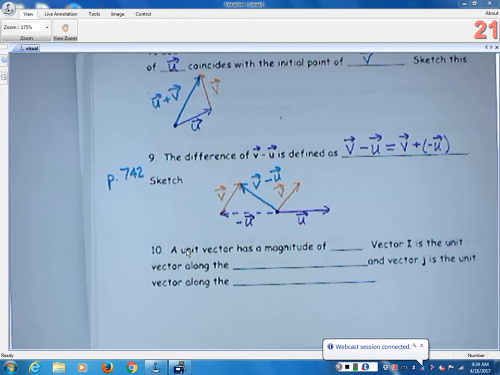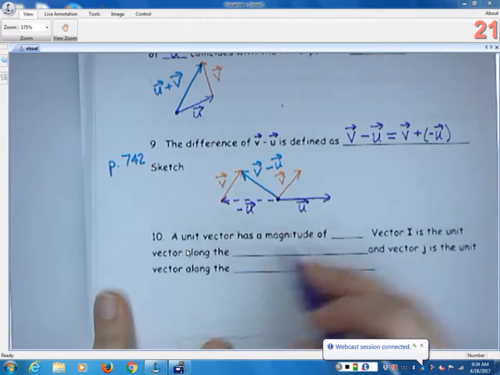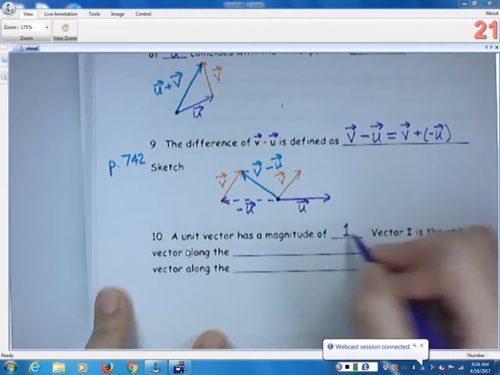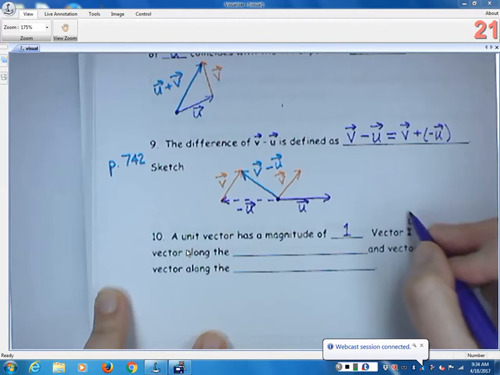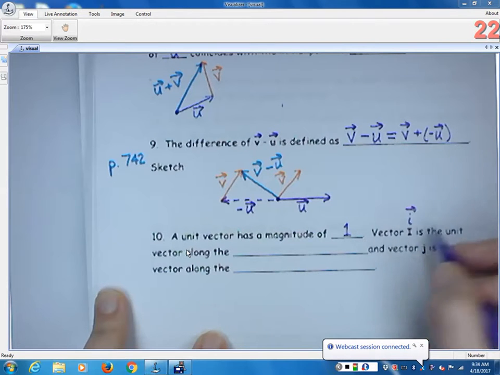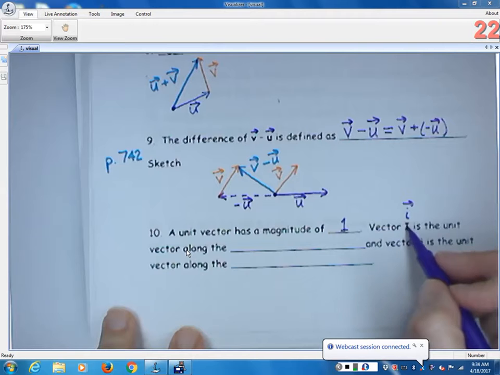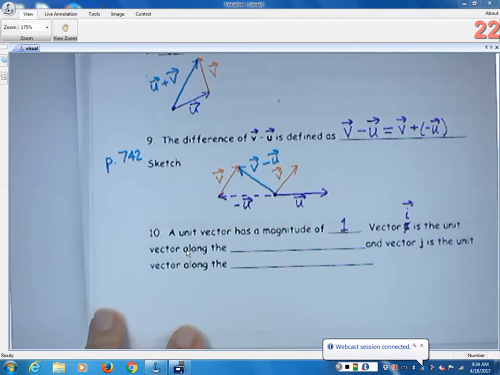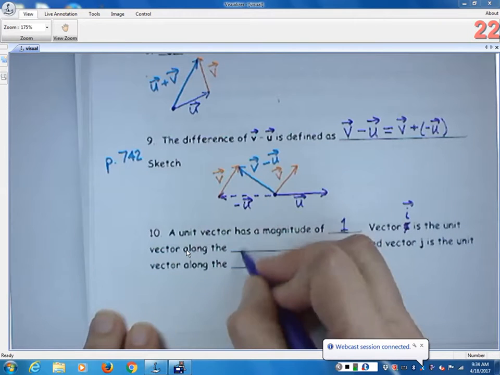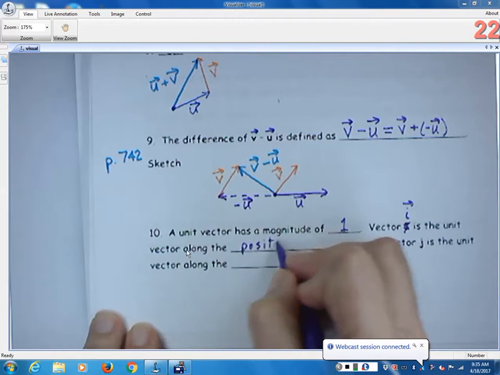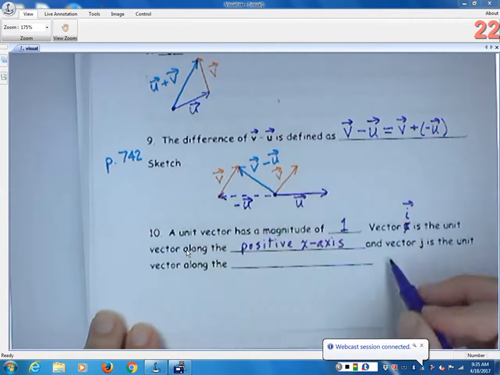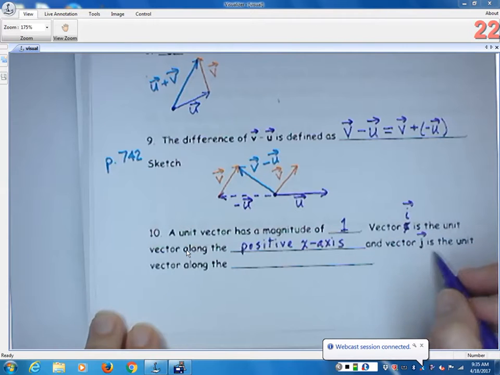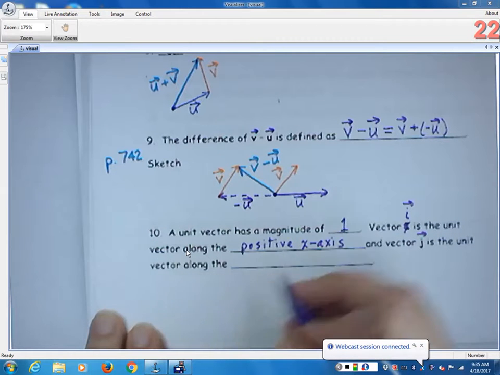Okay, and then we need to define a unit vector. A unit vector has a magnitude of 1. Vector i, we usually write that as small i. I don't know why it's capitalized, but it's small i. It is the unit vector along the positive x-axis. And vector j is the unit vector along the positive y-axis.